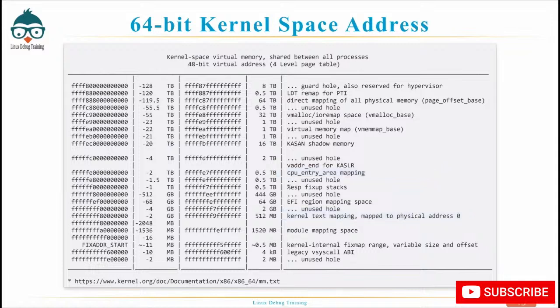We can also see an area labeled KASAN shadow memory. KASAN is the kernel address sanitizer, and it is a dynamic memory error detector tool used in the Linux kernel to detect various types of memory-related bugs, such as buffer overflow, use after free errors, and other memory access issues. KASAN works by instrumenting memory allocations and deallocations, and uses this shadow memory to keep track of memory metadata and detect memory errors. It is a powerful feature for debugging memory-related problems on modern systems.